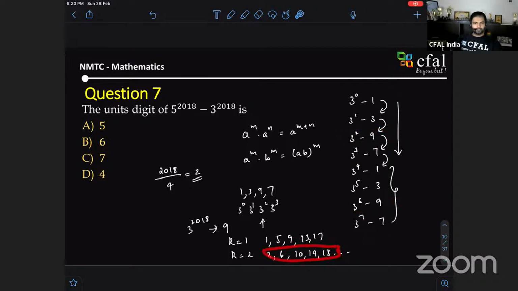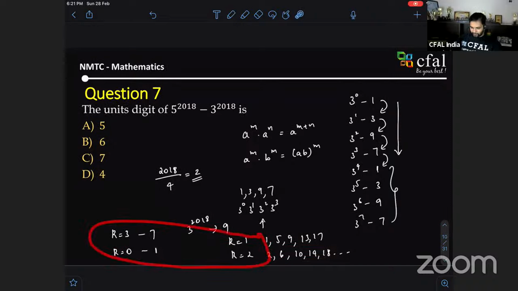So how do I check for these numbers? If I divide by 4, the remainder is 2. Can you see that? Yes. So when I divide by 4, if the remainder is 3, the last digit is 7. And if I divide by 4 and the remainder is 0, the last digit is 1. So this is how I figured out what it is for 2018.